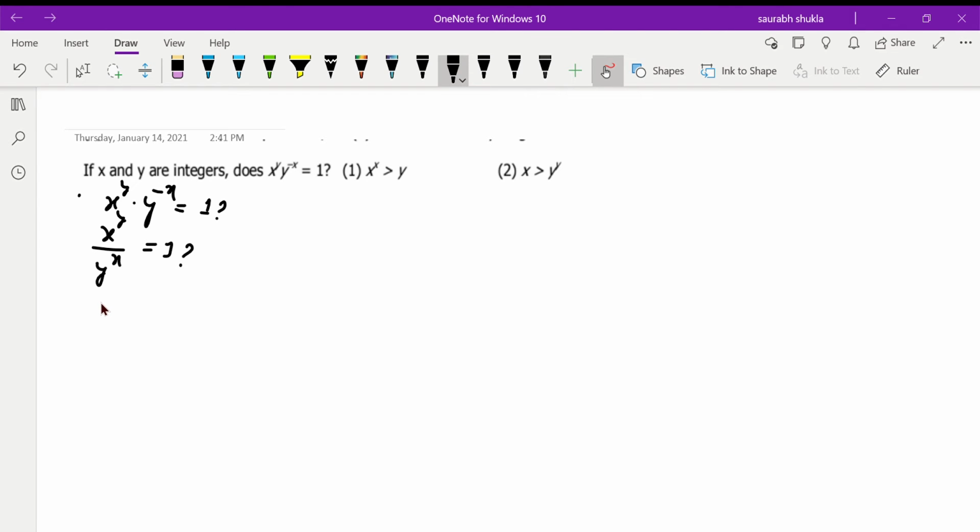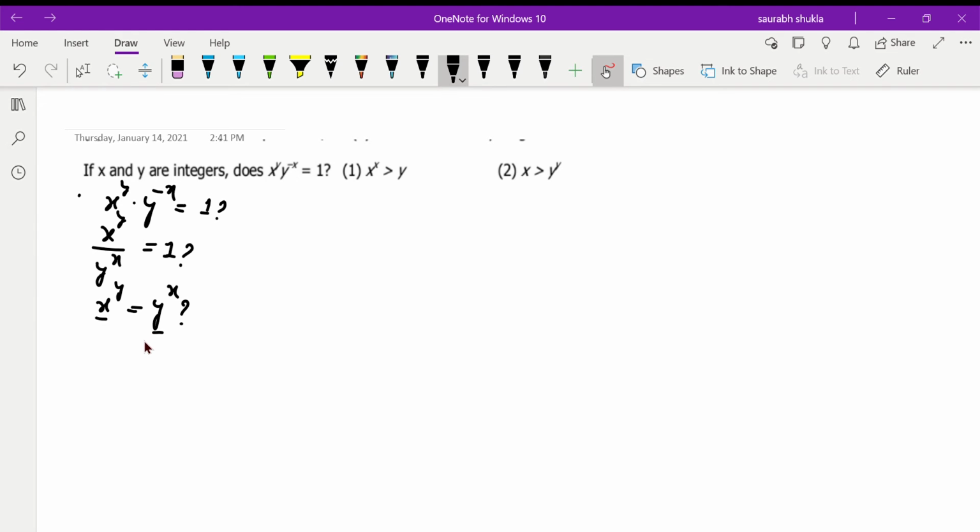Well, the answer is yes. Why don't we multiply both sides by y raised to x? So I will end up getting the equation x raised to y is equal to y raised to x. Again, the question mark is intact. So the question is actually asking you if these two terms are equal, if x and y are integers.